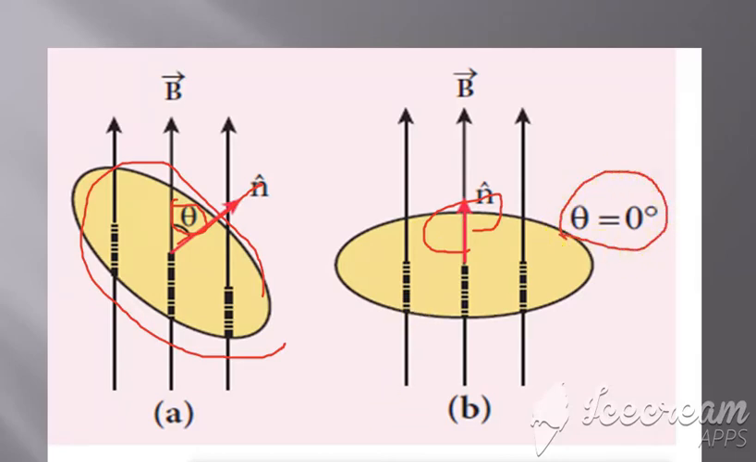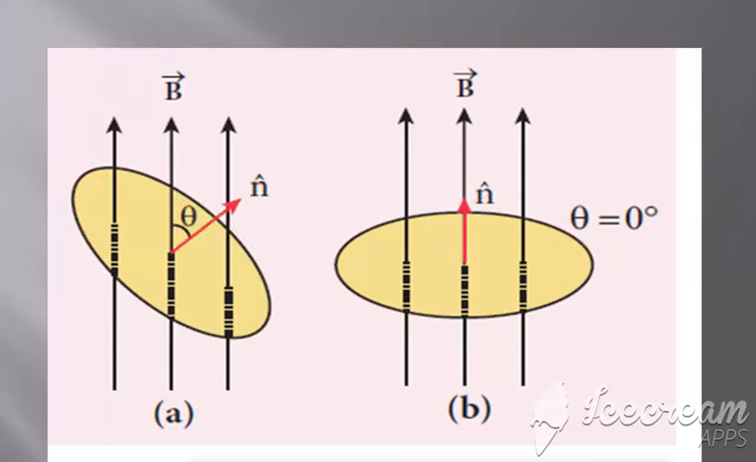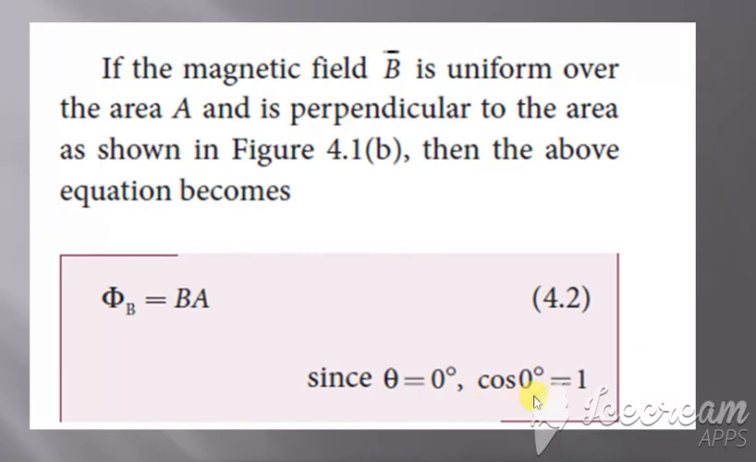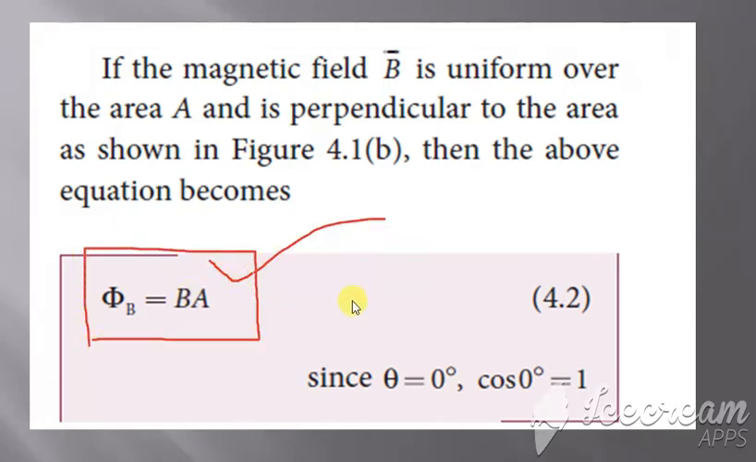When you substitute theta equal to 0 in the equation phi equals BA cos theta, cos 0 has the value 1. So we get the equation phi equals B into A. This gives the formula for magnetic flux: phi equals B into A. Clear with the formula?